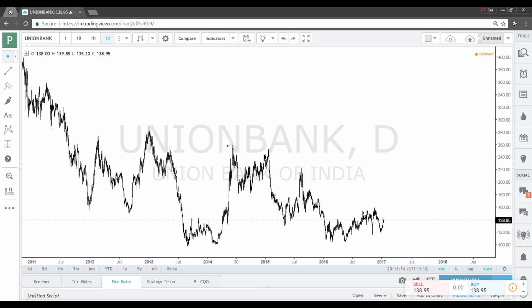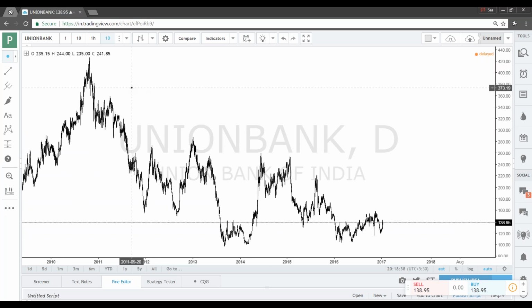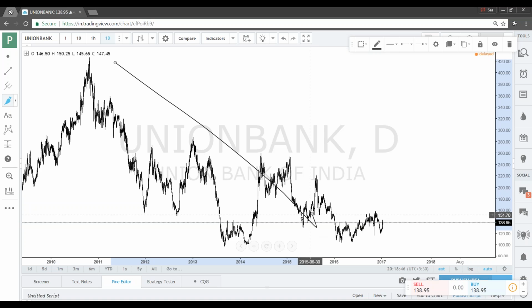Why did I choose Union Bank? Yeah, it was falling, correct. Okay, I remember its chart. See, if we see this chart, its impulse is down, right? This is a whole down, and all the up moves are actually correction in the overall picture.